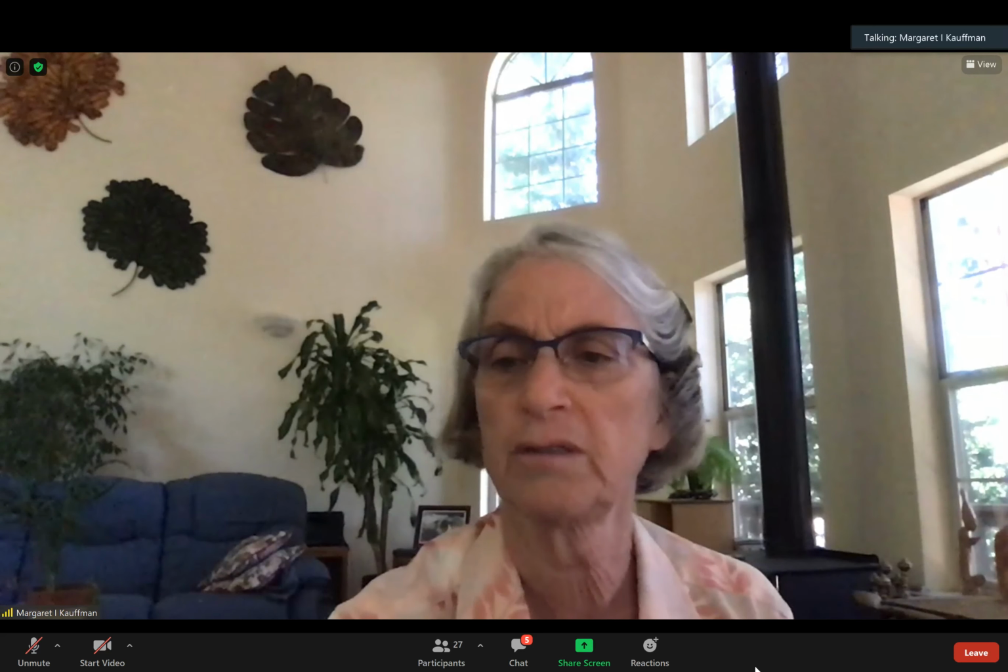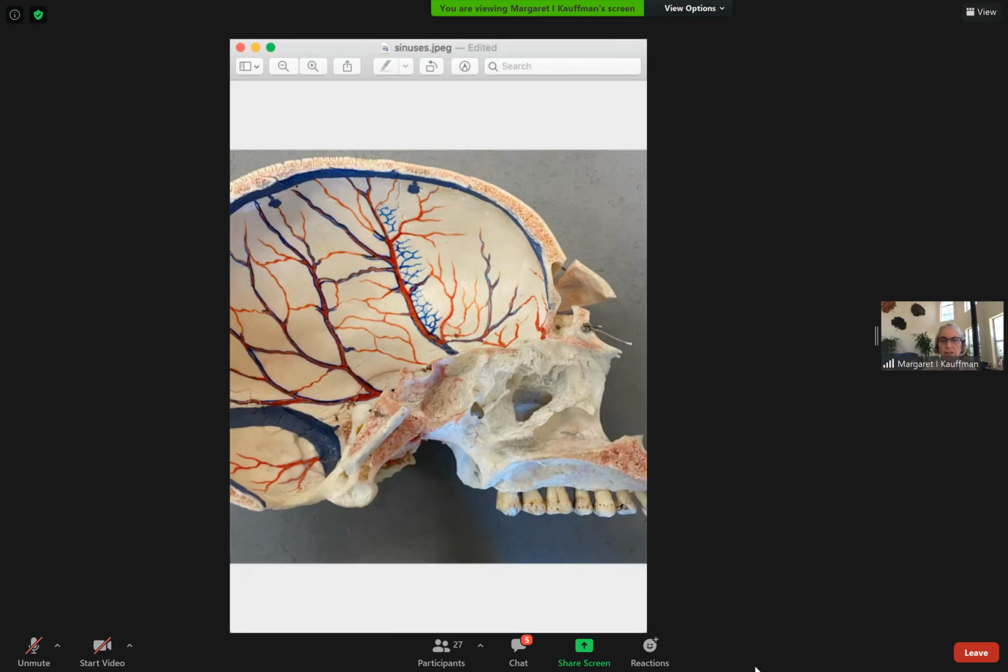But these are the sinuses in that half skull. And one of the things that, are you seeing this? Seeing this? Yes or no? Yes, we are. Oh, great, because it's kind of small. I don't know why that picture didn't fill the screen like the others did.